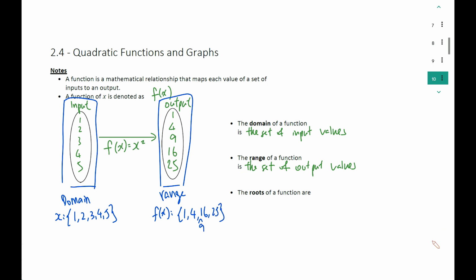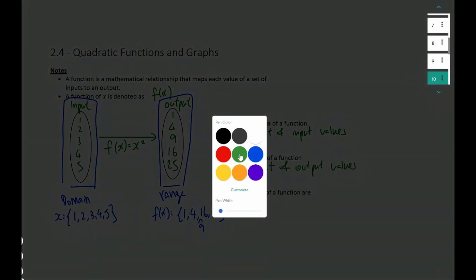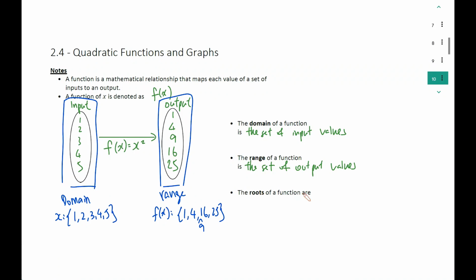Right. So what are the roots? Well, the roots, you should have known this from GCSE. The roots of a function are the values of x when f of x equals 0. Simply, when you solve the equation, you make it equal 0, you solve it, you find the values of x. Those values of x are known as the roots.